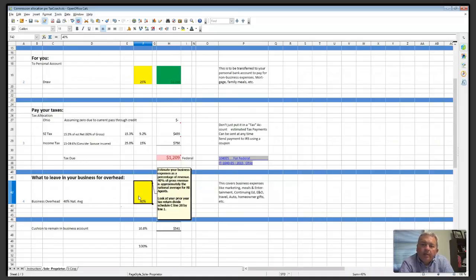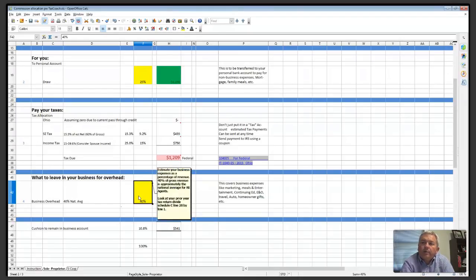And the way we've determined it for a sole proprietor is that we've looked at your tax return, your Schedule C from last year, and if you look at line number 28, that is your total expenses on Schedule C. If you divide that into line number 1, which is your total revenue, that will give you your cost of doing business or your overhead costs.